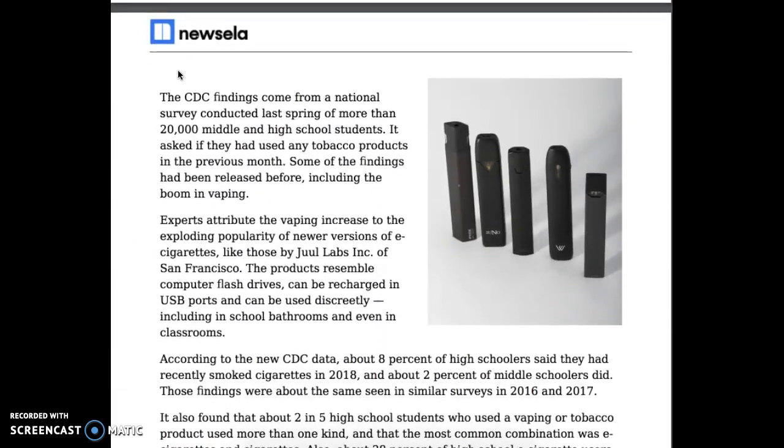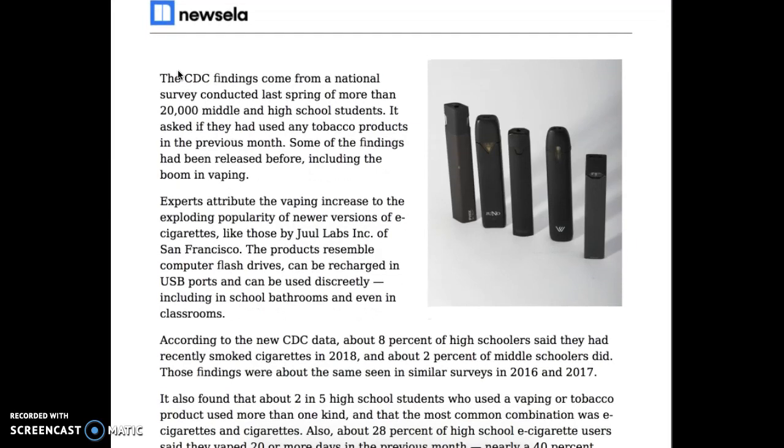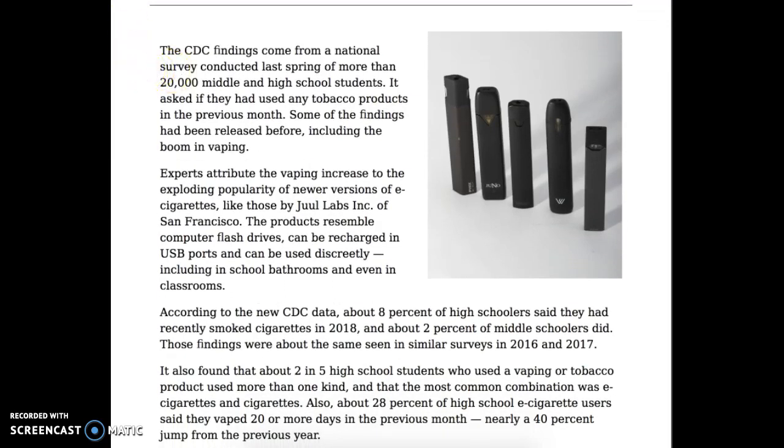Paragraph 5. The CDC findings come from a national survey conducted last spring of more than 20,000 middle and high school students. It asked if they had used any tobacco products in the previous month. Some of the findings had been released before, including the boom in vaping. Experts attribute the vaping increase to the exploding popularity of new Juul version e-cigarettes, like those by Juul Labs Incorporated of San Francisco. Attribute is a vocab word.